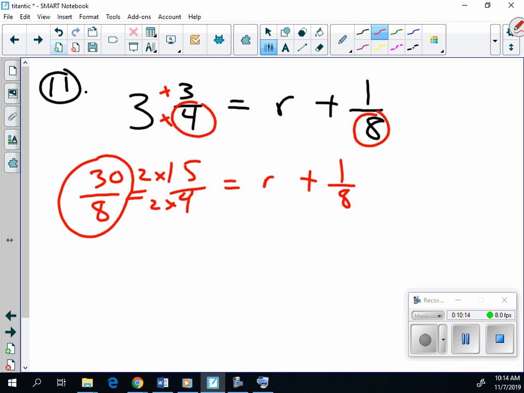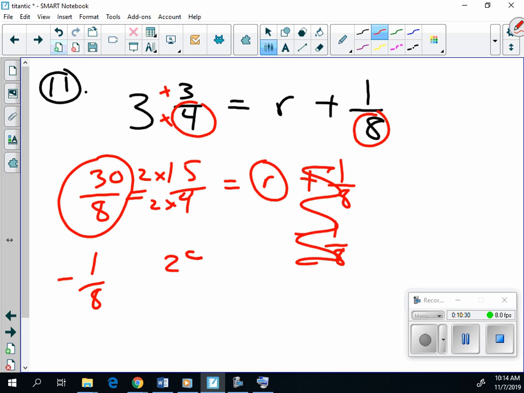I want to get r by itself, so I'm going to take away 1/8 from this side. That gets 1/8 gone, leaving r by itself. If I took away 1/8 from that side, I have to take away 1/8 from this side. Well, beautiful, it's already in eighths. 30/8, 30 minus 1 is 29/8. 29/8 equals r. Obviously, I can simplify that.